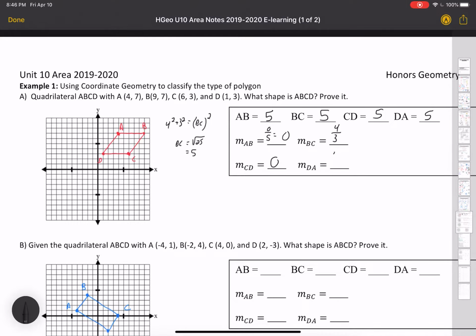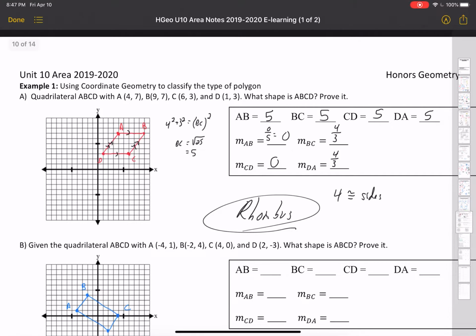Same thing with DA. So I have parallel lines. The opposite sides are parallel, but I have no perpendicularity, and all 4 sides are congruent. Therefore, I know I'm dealing with a rhombus because I've got 4 congruent sides. Okay, and that's it. I don't have anything about the angles.